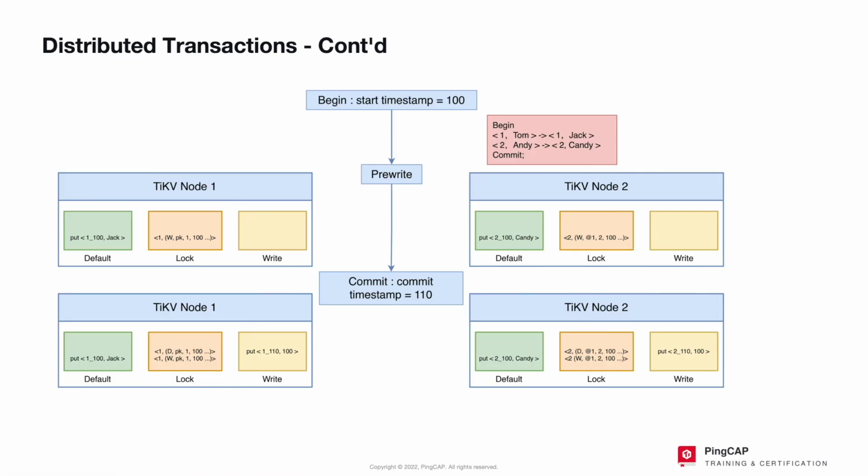Here's our transaction. We have a begin and a commit, and in between we're setting key 1 from Tom to Jack and key 2 from Andy to Candy. Assume that key equal 1 and key equal 2 are in different TiKV regions. Also, notice that they are on different TiKV nodes. Key 1 is on TiKV node 1 and key 2 is on TiKV node 2. First, at the beginning of the transaction, we get a start timestamp from the PD. Assume it's 100. We enter the first stage of Percolator, pre-write.